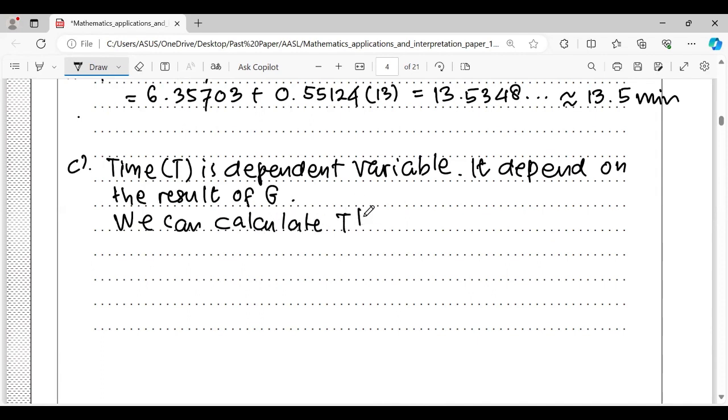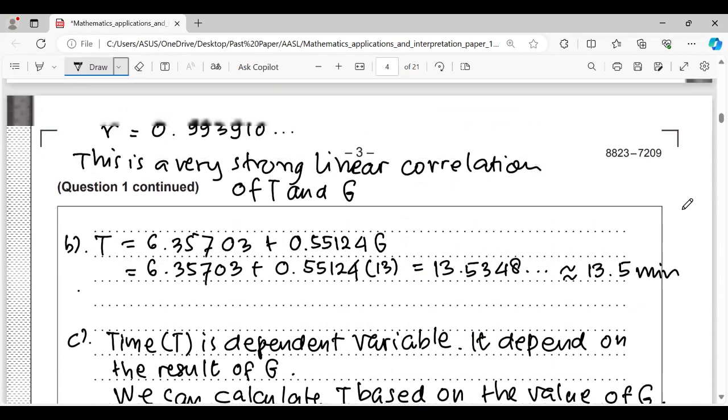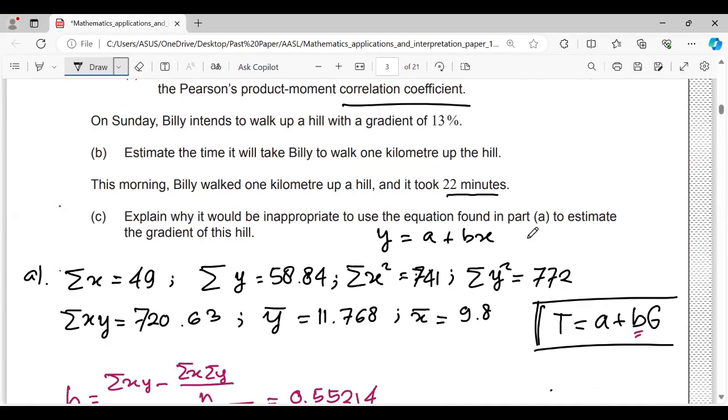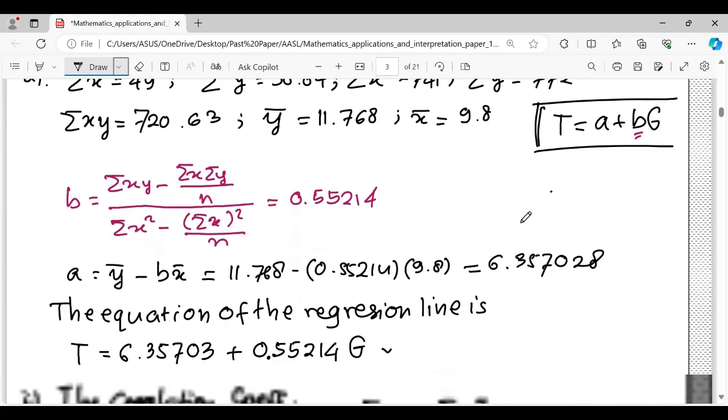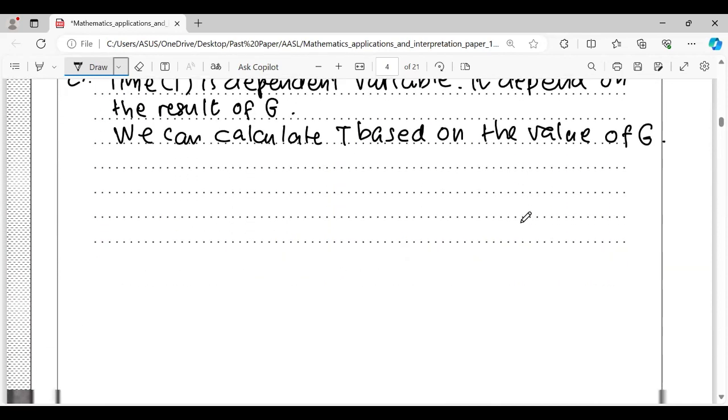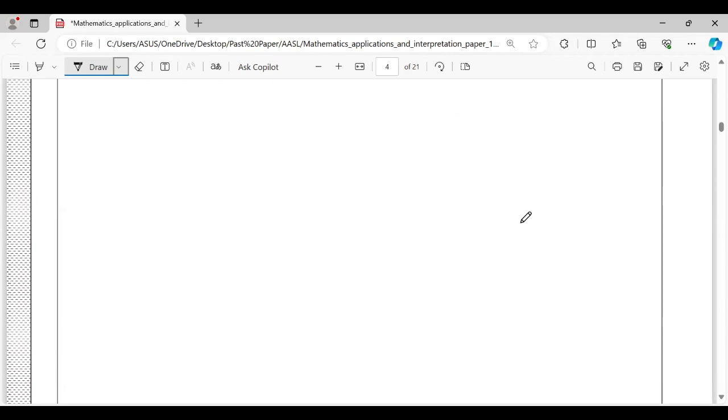So we can calculate t based on the value of g. So you have to calculate g first. After that, t. So it is impossible if given t and we are going to find g, because t is a dependent variable, depending on g.